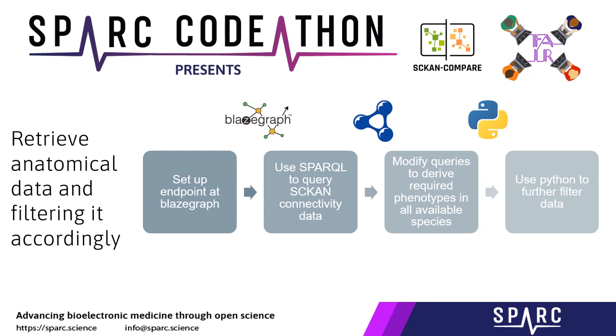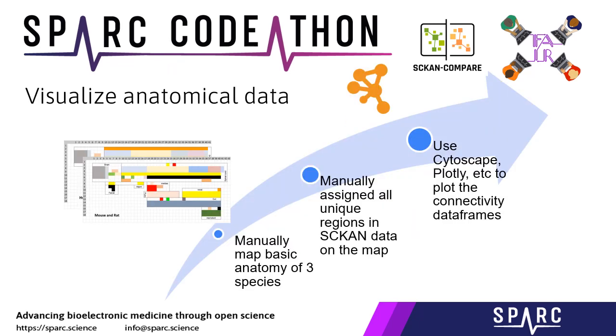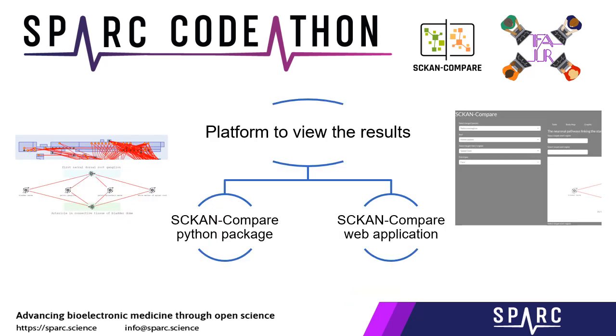Now, how did we retrieve anatomical data? We set an endpoint at PlaceGraph and used SPARQLWrapper in Python to filter out all the information. To visualize the anatomical data, we manually mapped a basic anatomy of 3 different species, manually assigned different regions to those in the regions in the SCAN data, and then finally used Cytoscape and Plotly to plot the connectivity data frames.